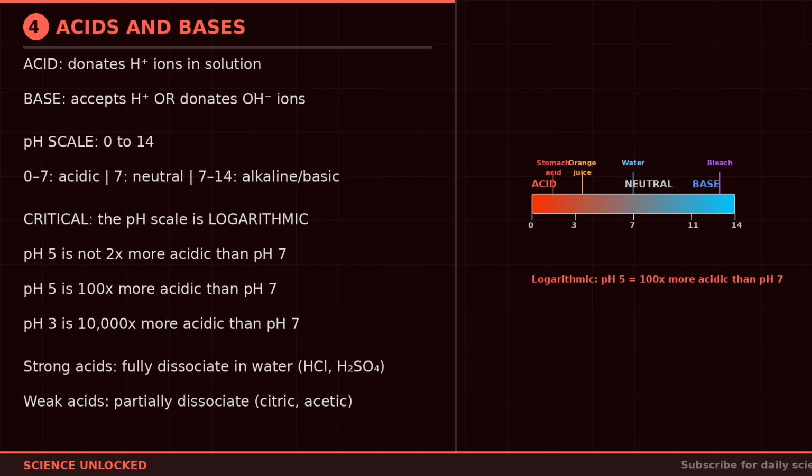Strong acids fully dissociate in water, they release all their hydrogen ions. Hydrochloric acid, sulfuric acid, nitric acid. Weak acids only partially dissociate. Citric acid in your orange juice. Acetic acid in vinegar. Carbonic acid in fizzy drinks.